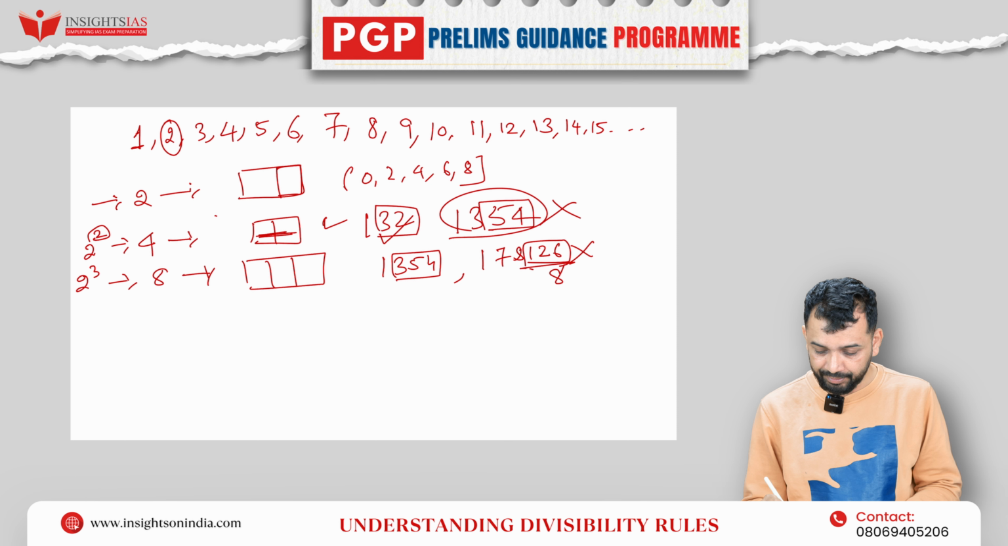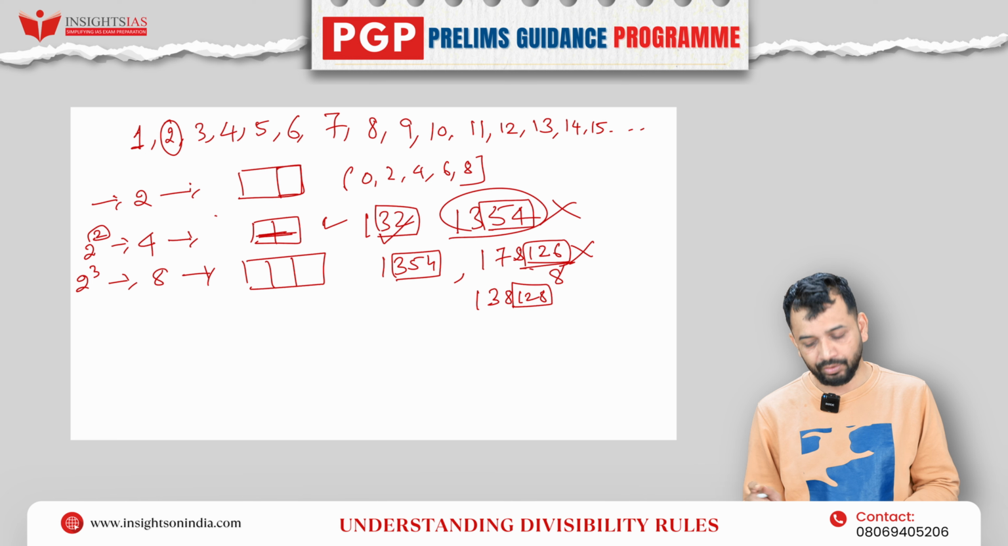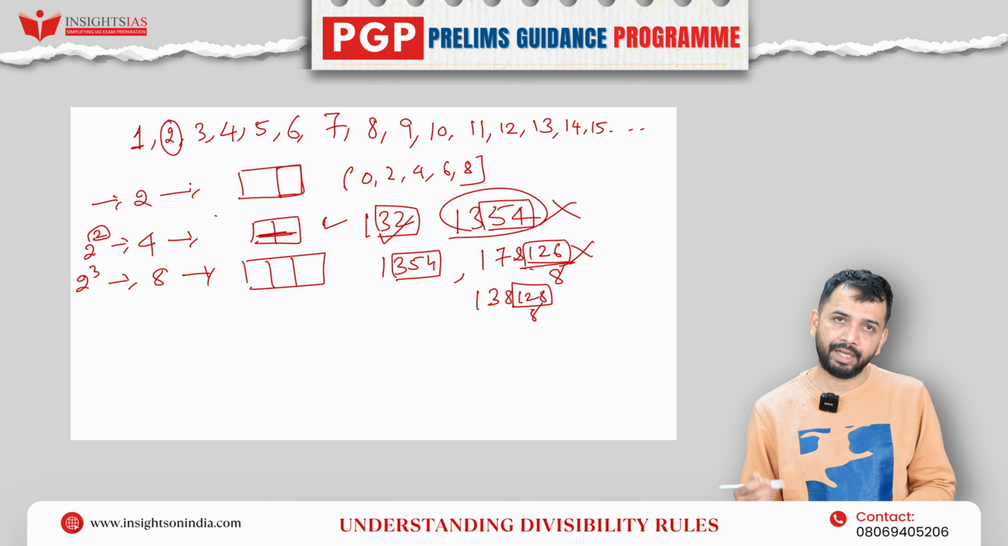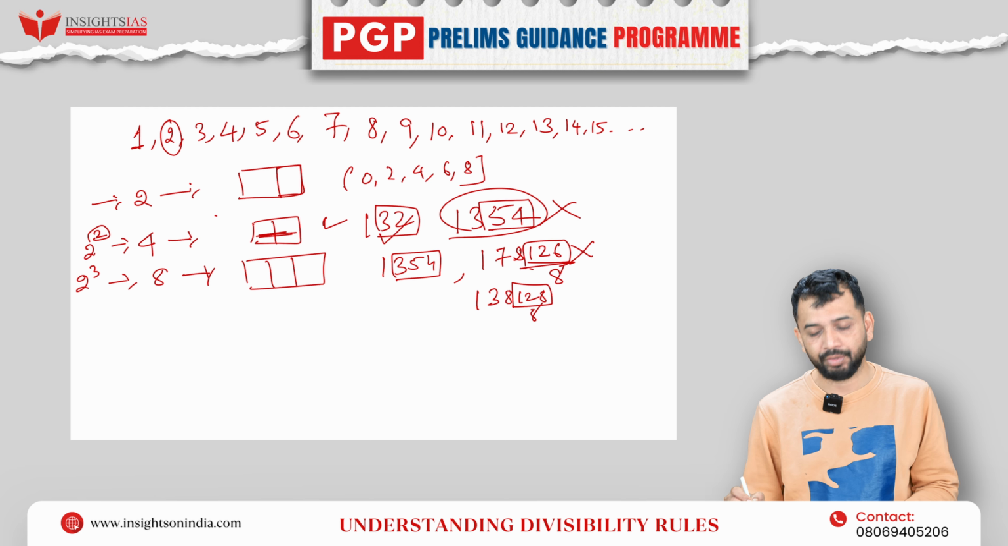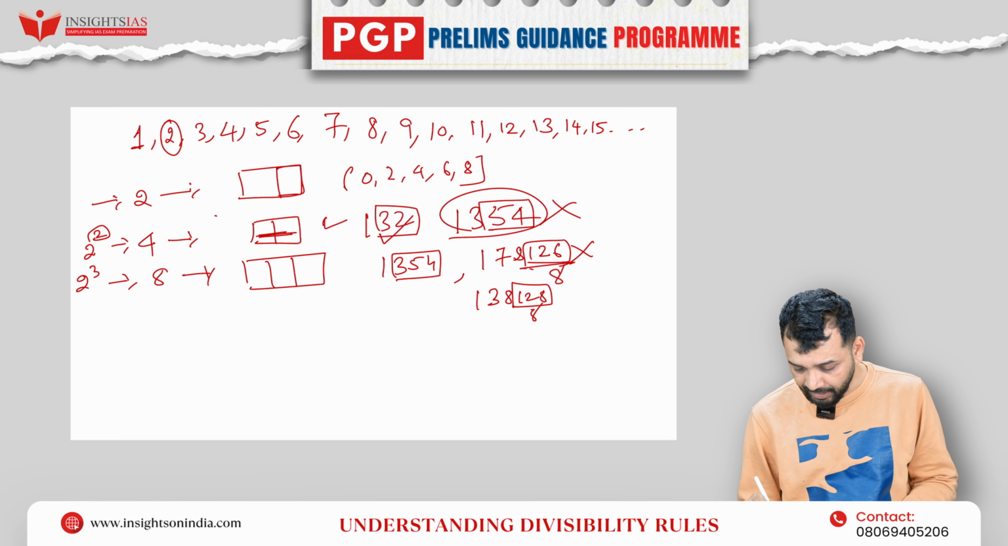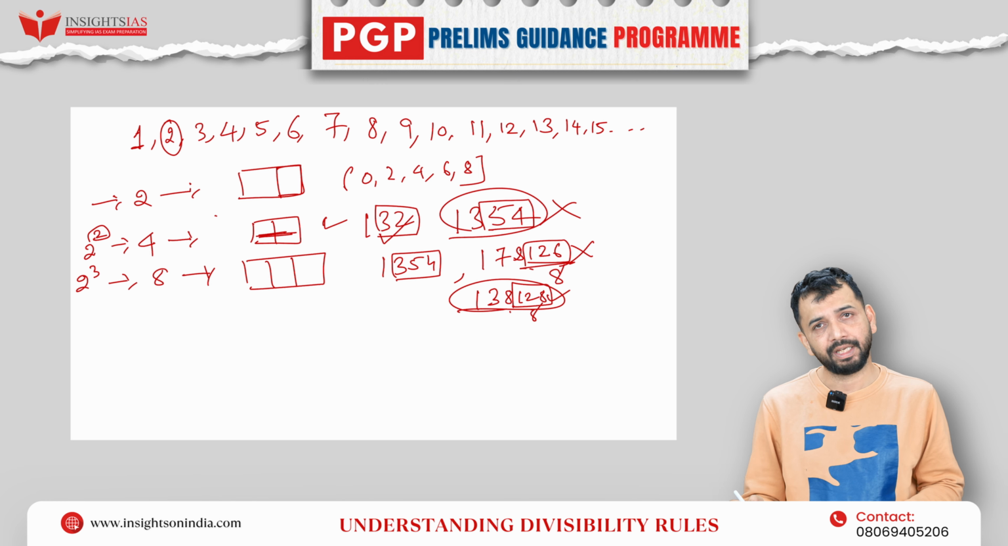Similarly, if the number is, let's say, 138128, then again we take the last 3 digits, that is 128, and check by 8. Now if you look, 8 ones are 8, 4 is the remainder, so 48. That means 48 will be divisible. So the entire number will be divisible by 8.